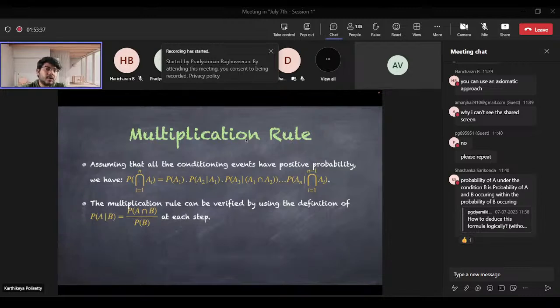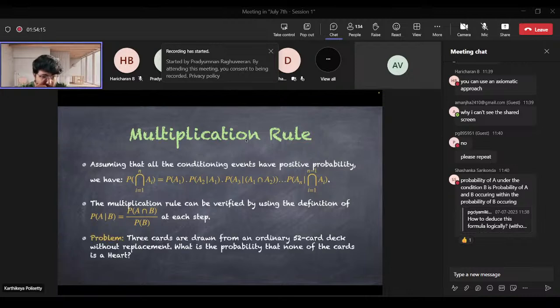So you can verify the multiplication rule by repeatedly applying the conditional probability definition. In the first step, you can take A2 intersection A3 intersection and so on AN as your B, and you want to take P of A intersection B as P of B times P of A given B. So which is P of A1 times P of A2 given A1 and so on, that complete thing. And you can repeatedly do this and you can get this formula.